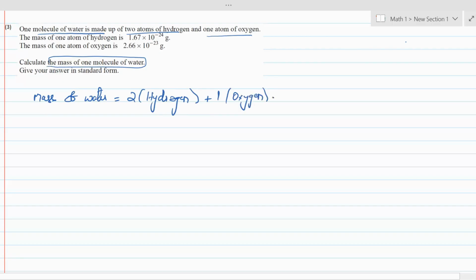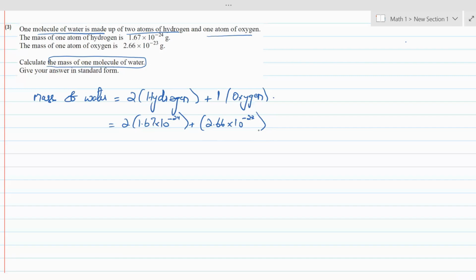Now we have been given the masses of hydrogen and oxygen both. So we'll simply substitute the values of hydrogen and oxygen here to calculate the total mass of water. So 2 hydrogen means 2 times the hydrogen mass, 1.67 into 10 to the power minus 24, plus 1 oxygen, 2.66 into 10 to the power minus 23. So it's a simple case of addition here. And before we add, we have to multiply 2 and 1.67 together. So let's now solve this.